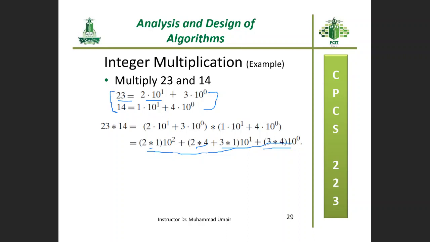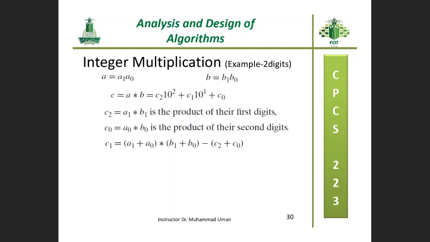On the same pattern, if we make a generic formula to multiply two numbers with two digits, whose digits are represented by A1, A0 and B1, B0. B0 represents the place value of 0. It is the unit digit, and this one is the tens. Is it clear? So it is 10 raised to power 0, then 10 raised to power 1, and so on.